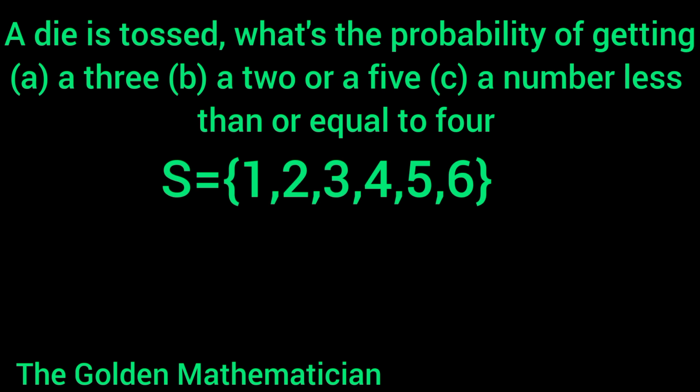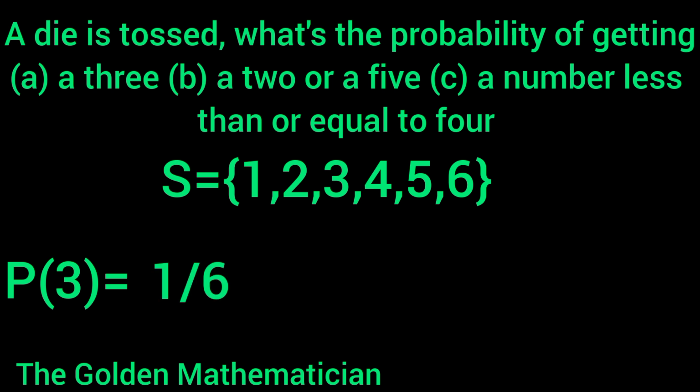The probability of getting a 3 is simply, there's only one 3 out of our sample space, so that is 1 over 6, which is equal to 0.167. That is the probability of getting a 3.